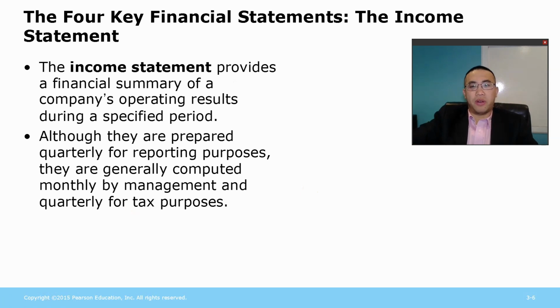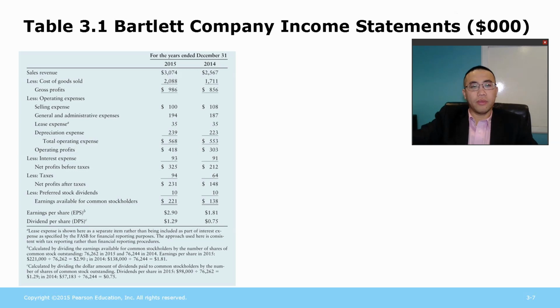This statement provides the accumulated number for the variables. For example, in the income statement for a quarter, if you have sales or revenue, then this sales or revenue is not just for a day, it's not just for a week, it's actually for 3 months, or a quarter. So this is an example of an income statement for a fictitious company called Bartlett.